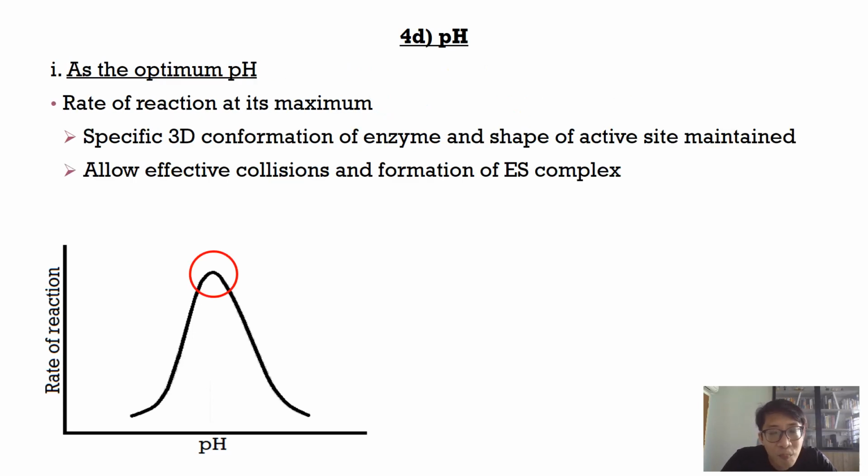Right, so let's start off with the optimum pH. This is the pH at which the rate of reaction is at its maximum. This is the pH in which the enzyme has the correct specific 3D conformation, the shape of the enzyme, and therefore the shape of the active site is maintained. And because of that, there is effective collision and formation of enzyme-substrate complex. So therefore the rate of reaction is at its maximum.